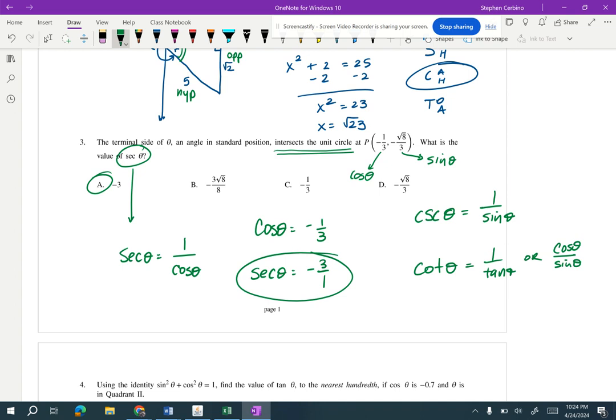So if this was the same exact question, all of the same exact information, but asked you to find the cosecant, we would have taken the reciprocal of square root of 8 over 3. And that would become choice B. If this said cotangent, we'd have to do more math, but now we've at least seen all of the reciprocals.